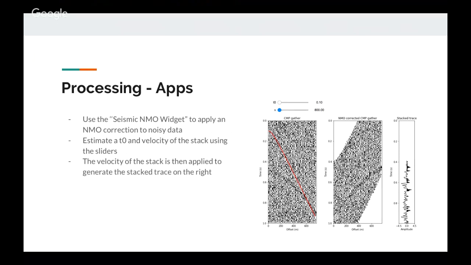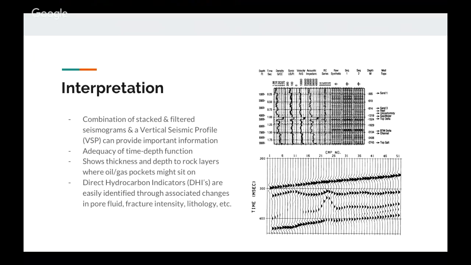Following the procedure outlined there, you can use a curve fitting method to see how that's going to be corrected. And in terms of interpretation, our combination of these stacked filtered seismograms can help us make a profile, VSP, which provides important information about the time depth function. It can also help us identify direct hydrocarbon indicators that are identified through changes in pore fluid, fraction intensity, lithology within the unit, and so on.